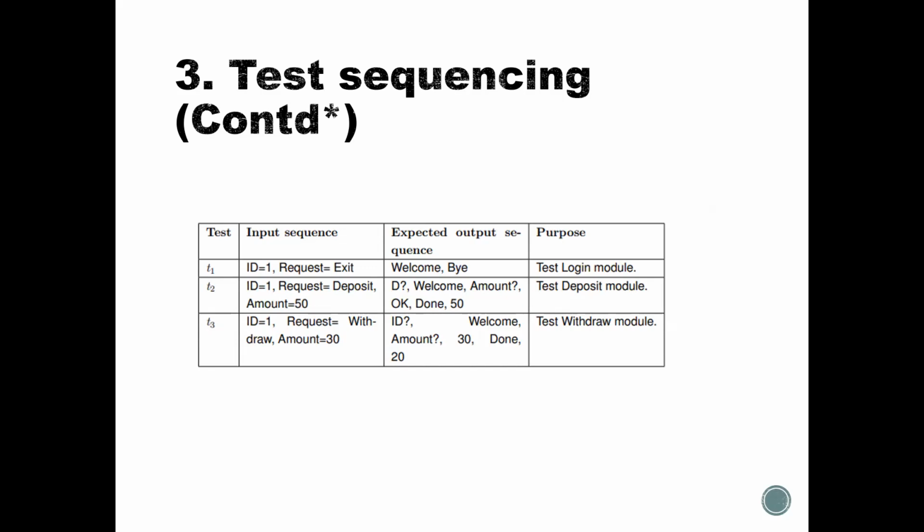So if he enters the ID one, the system is going to check whether this ID is matched or not. If it is matched, he will get a welcome message. And once he requests to exit the system, the system is going to reply with a bye message. Similarly, with T2 he can evaluate the deposit functionality, and with T3 we can evaluate the withdrawal process, whether this module is working or not.